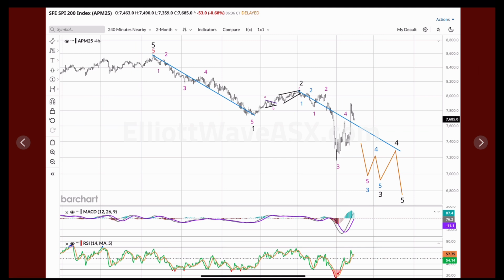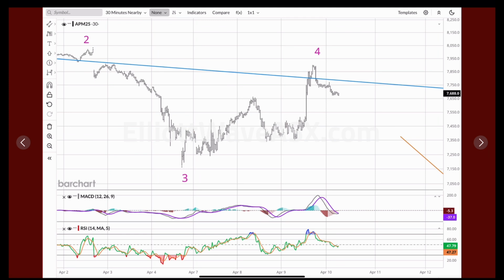So where do we stand? Well, it's good to step back and take a look, sort of revisit the whole count from that black wave 5. But before I do that, I just want to zoom in on the last day or so in this volatile price action. So this is it zoomed in.